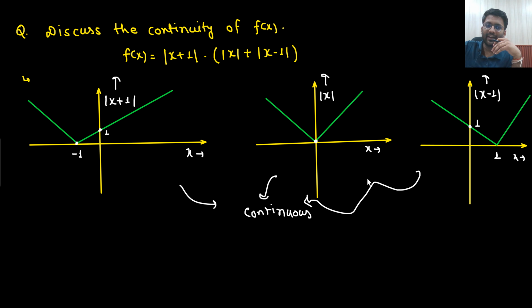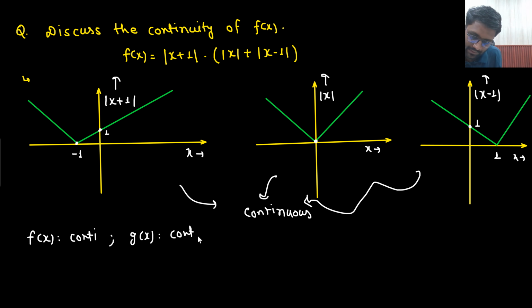So what I am saying is that if f(x) is continuous and g(x) is continuous, then f(x) plus g(x) will be continuous for sure. What I am saying is that if f(x) is continuous and g(x) is continuous, then f(x) plus or minus g(x) will be continuous for sure. Do you agree to this point? Because you are simply adding up the values. No value will tend to infinity when the graph breaks.